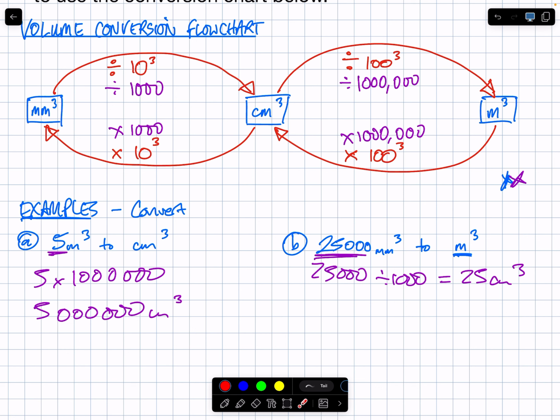Then once I've got that, I can go from cubic centimeters to cubic meters. What do I divide by to go from cubic centimeters to cubic meters? What number is that? A million. A million? So you're going to go 25 divided by 1 million. Dividing something by a million is going to move the decimal point to the left 6 times. So it's going to be 0.000025 cubic meters. 1, 2, 3, 4, 5, 6.